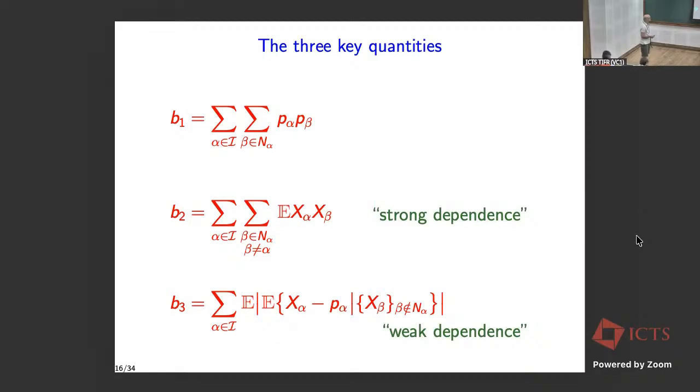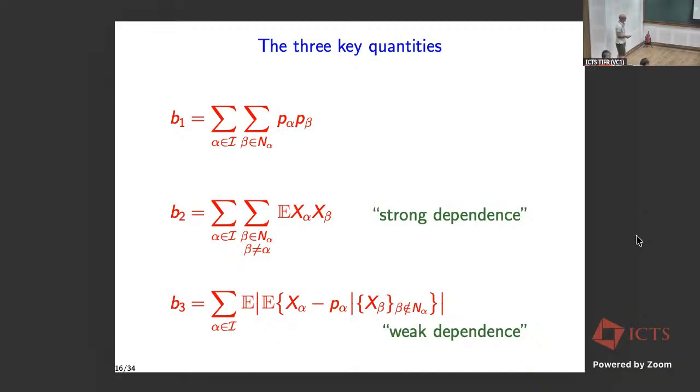Then you have to calculate this expression, where instead of the product of probabilities, you calculate the expectation of the product. That's for the strong dependence, because here beta goes through all the neighbors, but you can exclude alpha here. Otherwise, you would just have P alpha in here, which we don't want. So it's fortunate that we don't have to include alpha here. So that's something you have to evaluate.